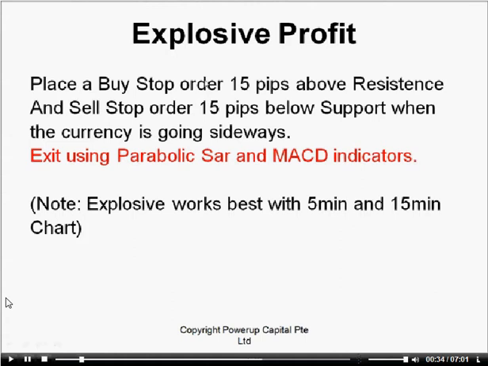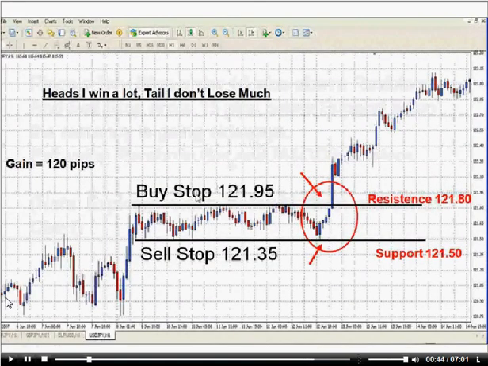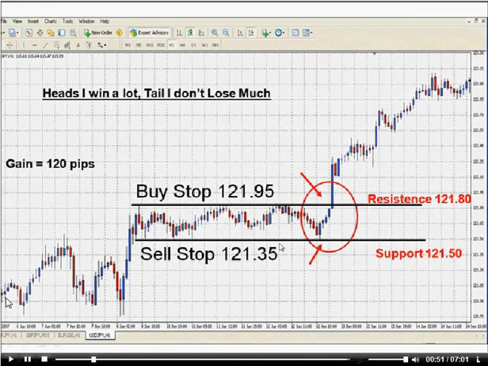What you do is you place a buy stop order 15 pips above the resistance and a sell stop order 15 pips below the support when the currency is going sideways. Here the keyword is sideways. For example, the currency is going sideways and this line above is the resistance line and this line below is the support line. Now how do you get these lines?